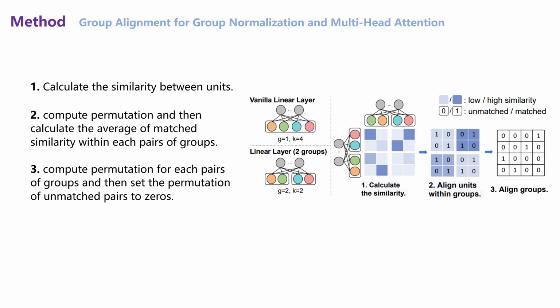These modules are characterized by dividing neurons within the same layer into different groups, where the positions of neurons within each group and the positions of the groups can be interchanged respectively. Group alignment enables us to perform neuron alignment on modules with group structures.